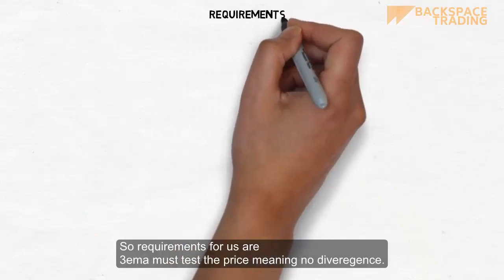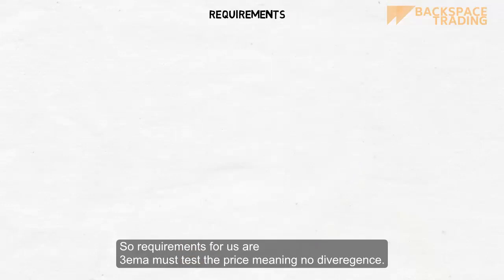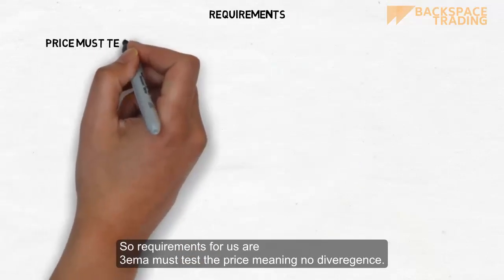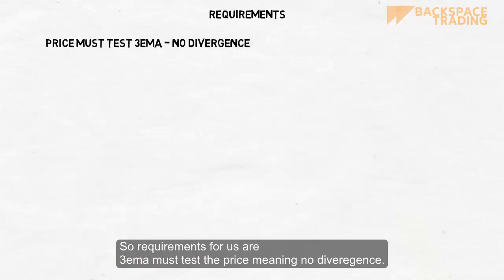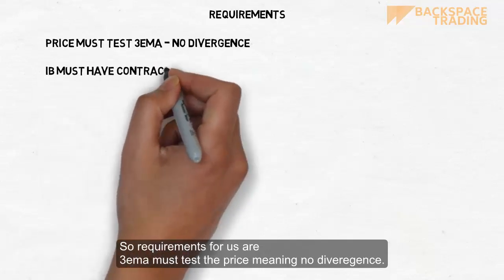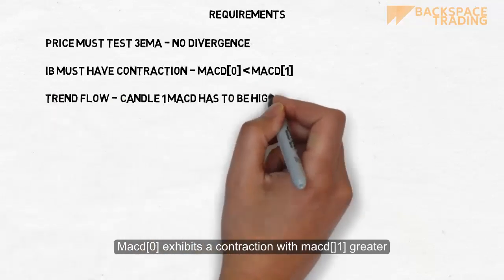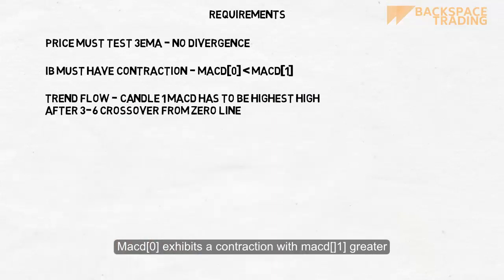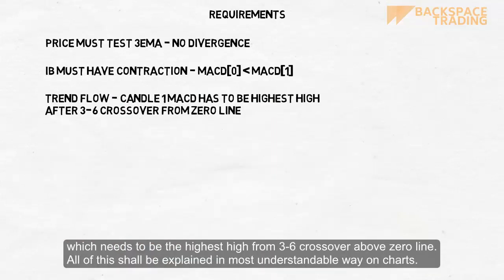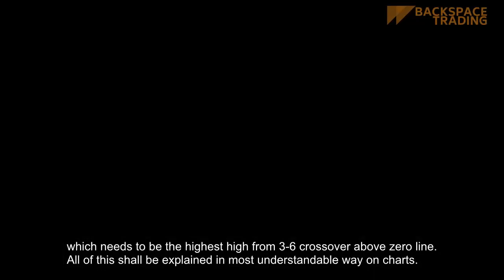Now the requirements for this are the 3 EMA. I told you, right? Remember, it has to test the price. It has to touch. If it doesn't touch, it is having divergence. Now the inside bar must have a contraction. Now how do you see contraction? That is seen through MACD 0 being less than MACD 1. And for trend flow, meaning the candle 1 MACD has to be the highest high from the 3-6 crossover above the 0 line. All these shall be explained in an understandable way on charts. Okay, don't worry about it.